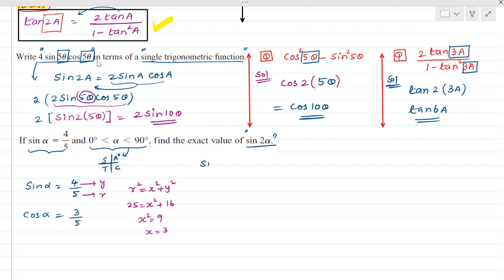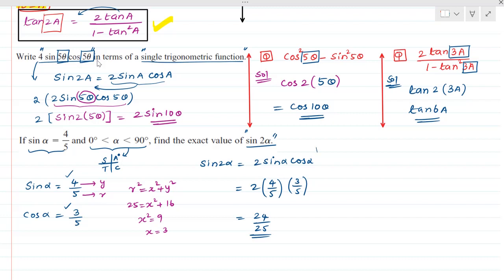Now what is the formula here? We have sine 2 alpha, which is equal to 2 times sine alpha cosine alpha, as per the rule. Since it is in the first quadrant, all the values are positive. Now 2 times 4 over 5 times 3 over 5. So the answer here is 24 over 25. This is the final answer for the double angle.